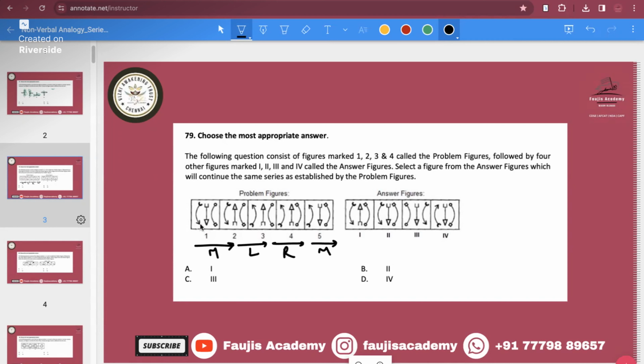Middle has changed from here to here. Left has changed, right has changed, and from here to here, middle has changed. Okay. Then left will change. This one will change, right? Yes, sir. If this one changes, buddy, look carefully.